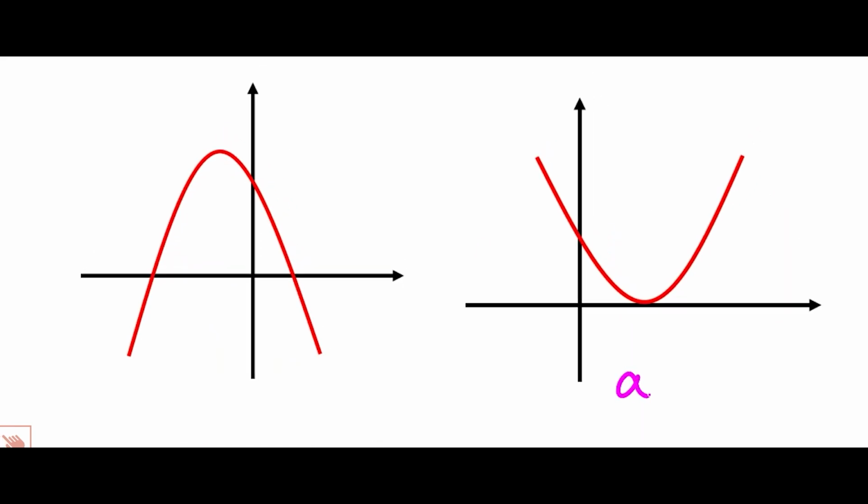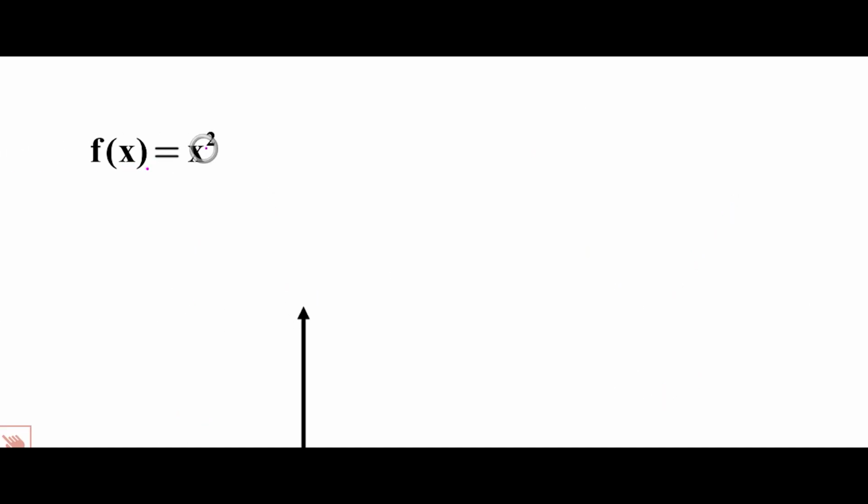If a is greater than 0, the parabola opens upward. If a is less than 0, the parabola opens downward. For example, f(x) = x² opens upward because the coefficient of x² is positive, like this. But the graph of f(x) = -x² opens downward because the coefficient of x² is negative, like this.